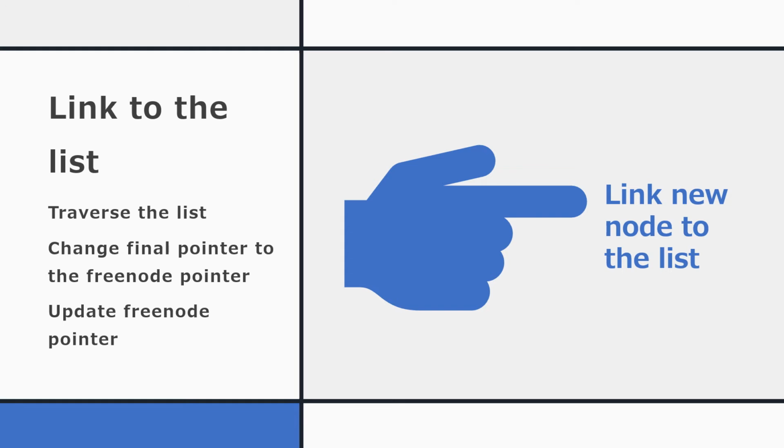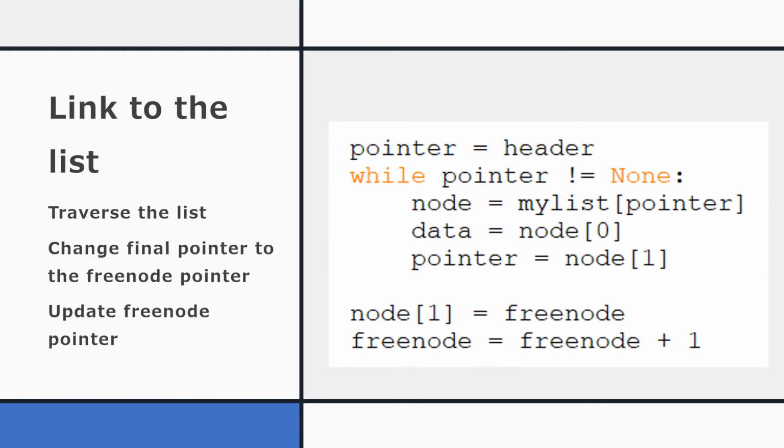Here it comes. So we start at the header of the list and we traverse the entire list. I've taken out the command that prints out the values as we go. So we're just going through the list to get to the end. At the end, I'm changing my final node pointer to point to the free node. That's where my new data is. And then I'm finally updating the free node to point to another empty location.